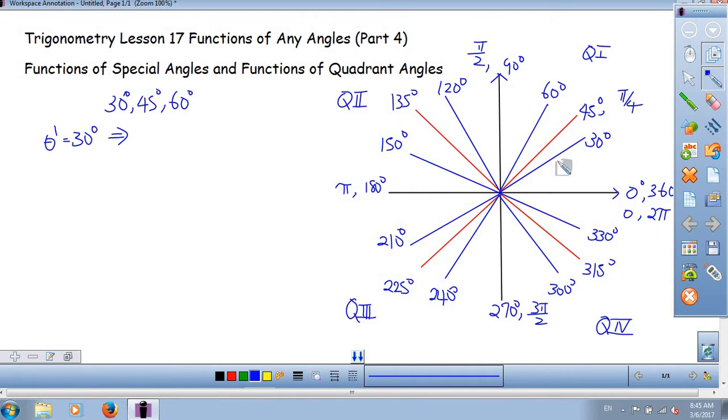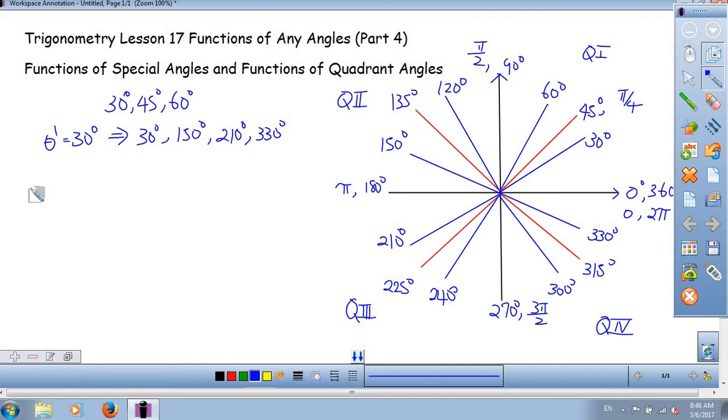In quadrant 1, of course, it's 30. But in quadrant 2 it's 150. It's not 120, but 150, because 180 minus 150 is 30. So 150 has a reference angle of 30 in quadrant 2. In quadrant 3 it's going to be 210, and in quadrant 4 it's going to be 330. So those four angles are related to 30 degrees.